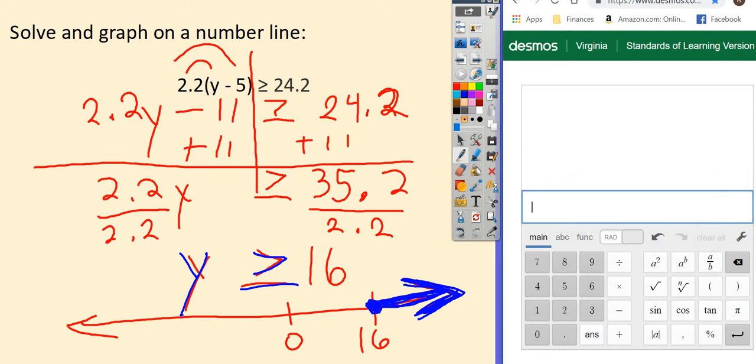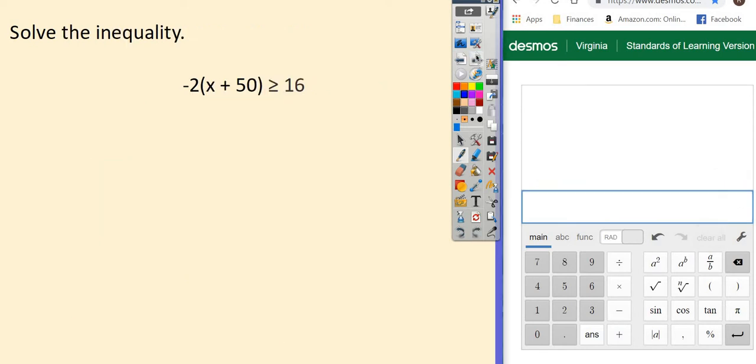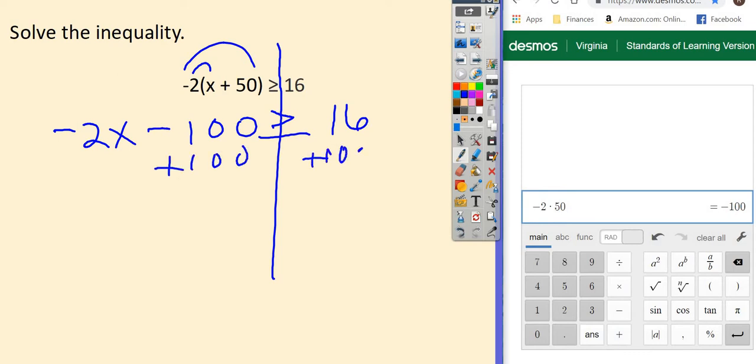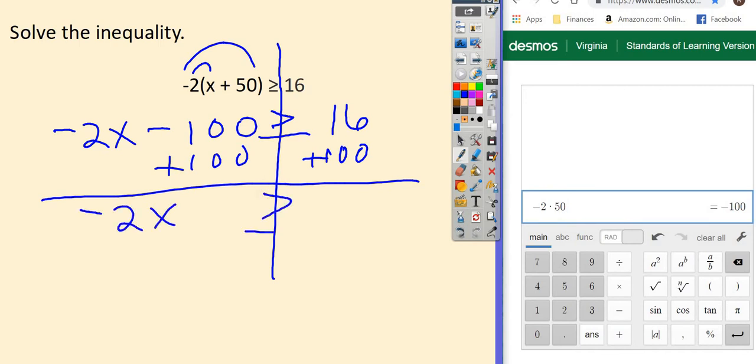All right, so let's go to our next one and see what we have there. Again, it's asking me to solve this inequality. So I'm going to distribute. Negative 2 times x is negative 2x, and negative 2 times positive 50, again, use your calculator, don't make silly mistakes, is minus 100, greater than or equal to 16. So we're going to have to add 100 on each side. You have negative 2x greater than or equal to 116.